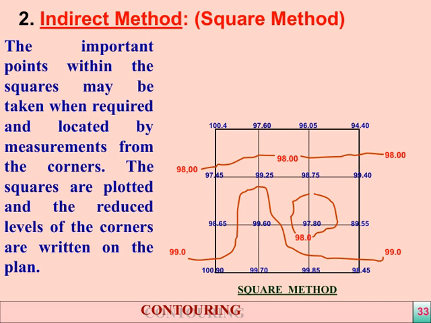especially when combined with contouring techniques. It allows us to accurately determine the topography by focusing on key points within each square, saving time and effort. So, the main takeaway here is that the square method is a systematic approach to contouring and leveling, relying on measurements from square corners to locate important points, which are then plotted to help us understand the terrain better.